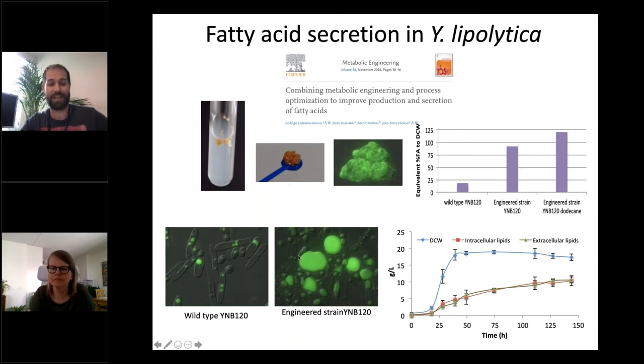And here you can see how the wild type accumulated lipids inside the cell, but how the engineered strain was secreting all these big droplets outside. And this allowed us as well to uncouple biomass formation and lipid production, and we reached the equivalent of 120 percent of the cell dry weight as lipid. So that is something that is unable to be achieved with only intracellular lipid production.